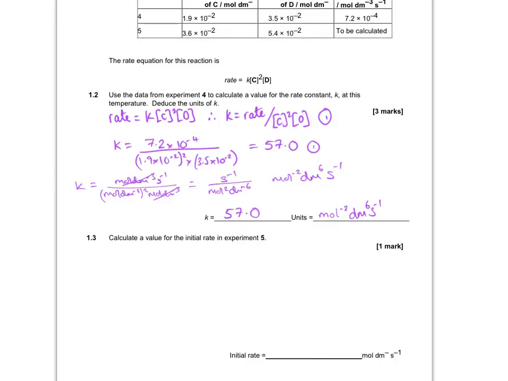For 1.3, we're trying to work out the rate for experiment 5. Now we have the rate constant, we can just substitute the other numbers in. Now this question was consequential on you using your value of k. So if you got your value of k wrong, but you used it correctly in this question, then you would still score the mark. That should be 3.6 times 10 to the minus 2 squared, multiplied by 5.4 times 10 to the minus 2.